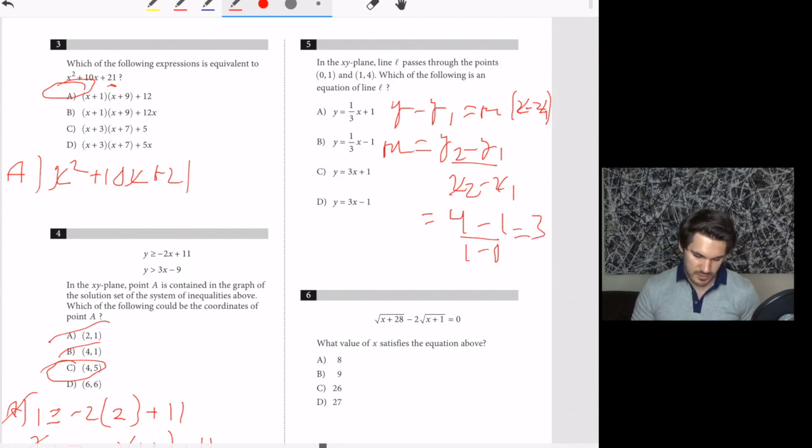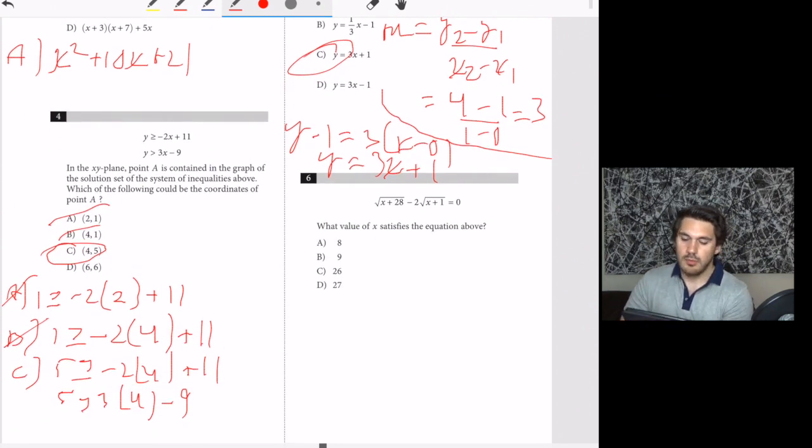Then let's plug in the first point, just because I think that (0, 1) is an easier point to plug in. If we plug the first point into our point-slope form equation, y minus 1 equals 3 times x minus 0. Distribute it out, y minus 1 equals 3x, so y equals 3x plus 1, because we're going to move the 1 over to the other side. So C is our answer.